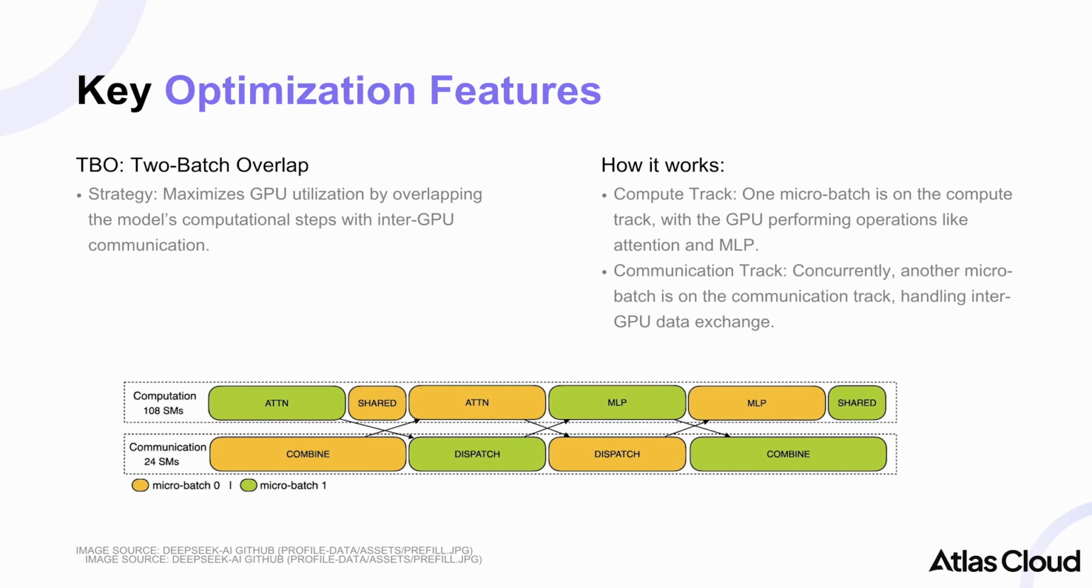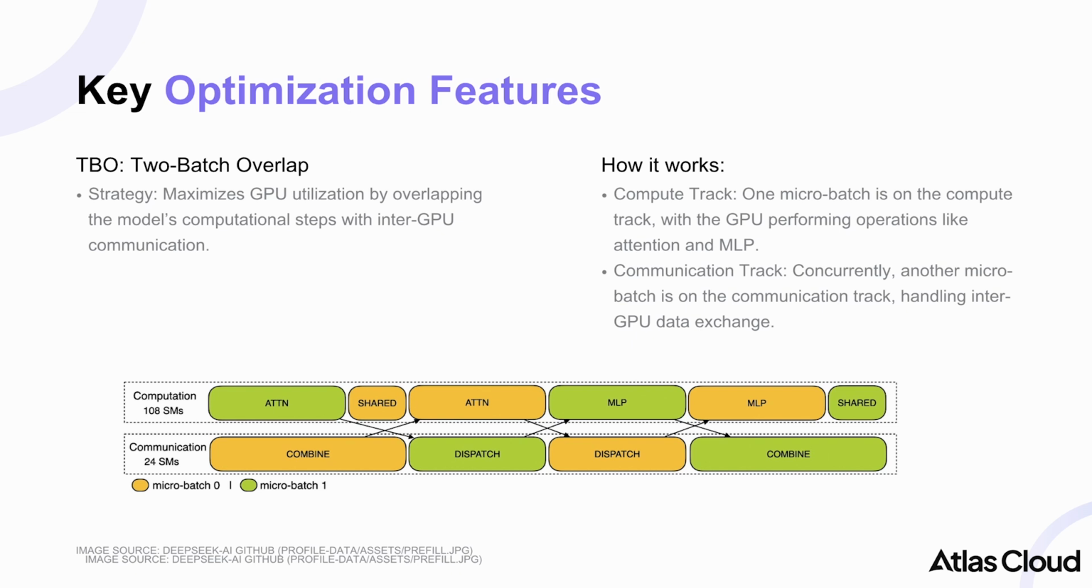The next major optimization is two-batch overlap, a technique designed to interleave the model's computation with required inter-GPU communication. To understand how this works, let's walk through the process diagram. Two-batch overlap, or TBO, runs two micro-batches on separate parallel tracks. On the compute track, one microbatch is actively processed by the GPU, engaging its full computational capacity. The GPU performs operations like attention and MLP forwarding.